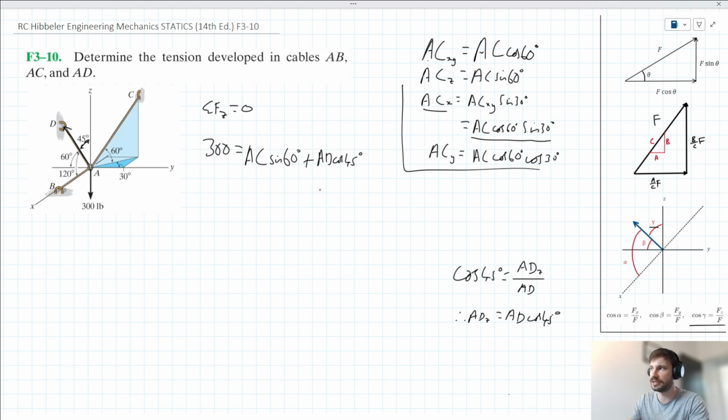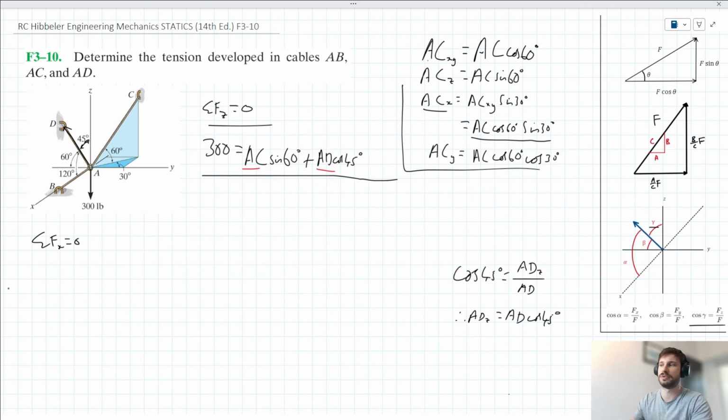I trust that makes sense, what I've done there. We have a nice equation here, having resolved in the z. Is it solvable? No, we've got two unknowns in there, AC and AD, so let's just go ahead and move on. Let's resolve in the x direction, so we can say the sum of the forces in the x are equal to 0, so what's acting towards us in the x is equal to what's acting against us.